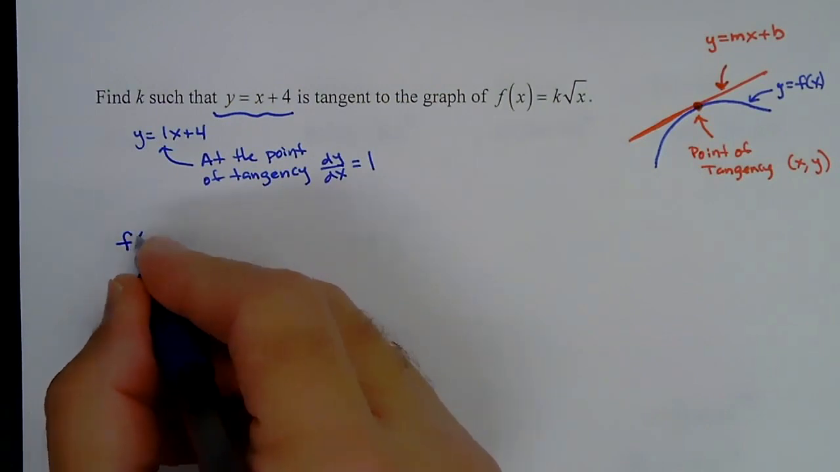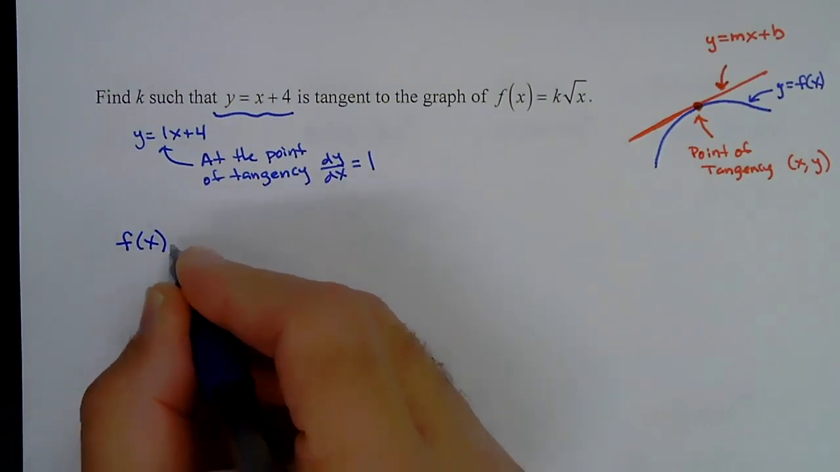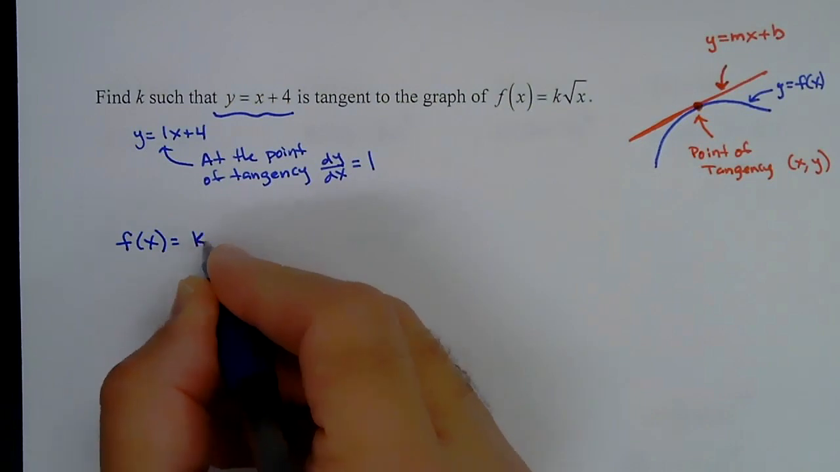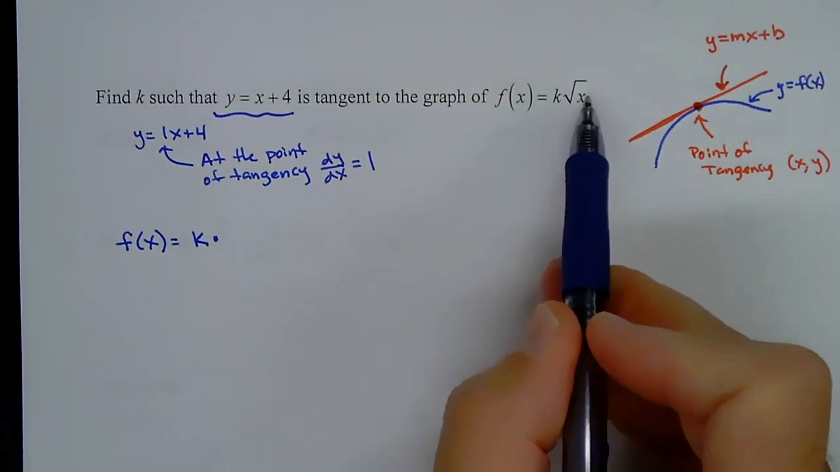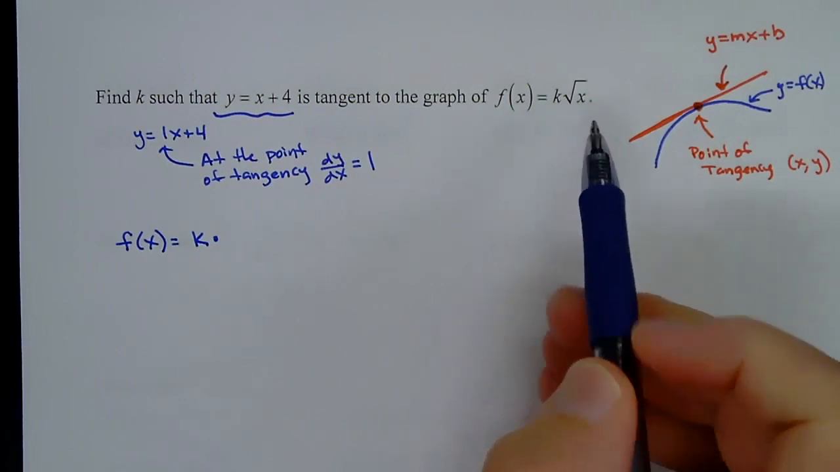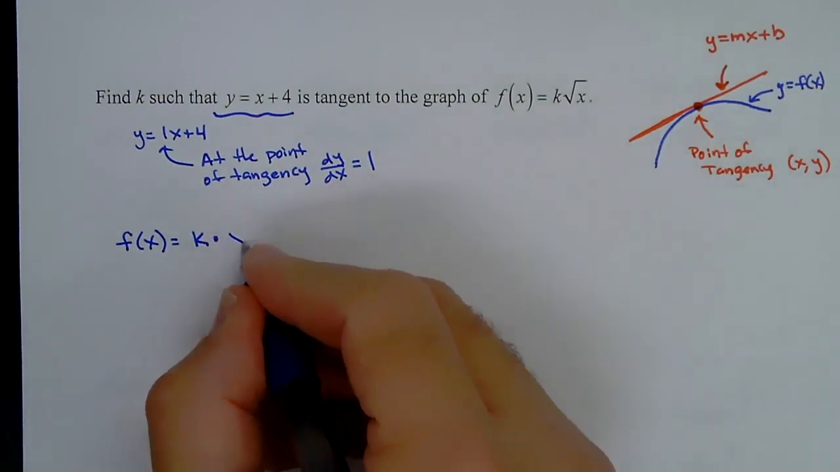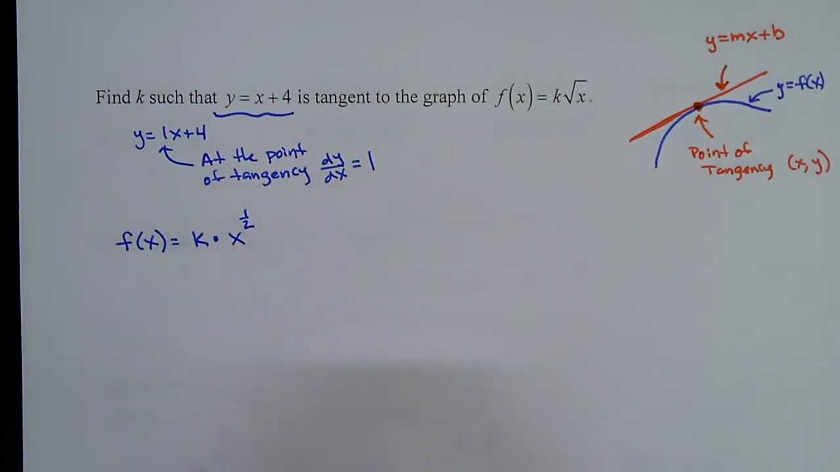So we know f of x is equal to k times, and we need to rewrite this so it's x to a power, so the square root is just a 1/2 exponent. So this is k times x to the 1/2. Okay, so what I'm going to do is go about finding the slope of this, or finding the derivative of this.